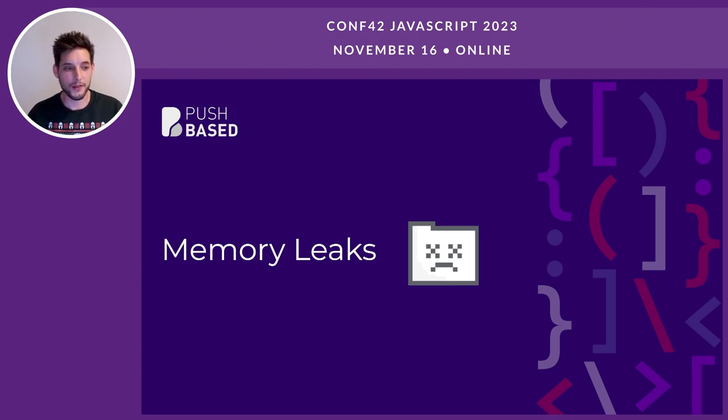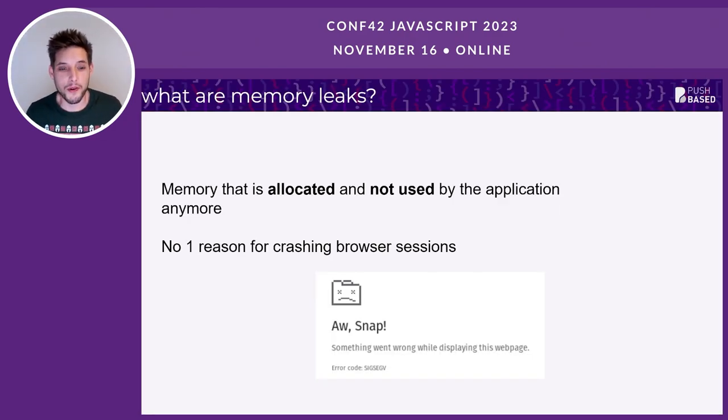So let's go back to finally hit the target of identifying memory leaks. I've brought the OSnap logo again for you, because this is a very funny guy, I think. Let's first talk about what memory leaks are. In order to fix something, we need to know what it is, right? Memory leaks essentially are memory that is allocated by your application, stored but not used anymore by your application. So you have a global variable stored somewhere, but you don't use it anymore. This is basically a memory leak. If you do it too often, it will be the number one reason for crashing browser sessions, and then you will get the OSnap error.